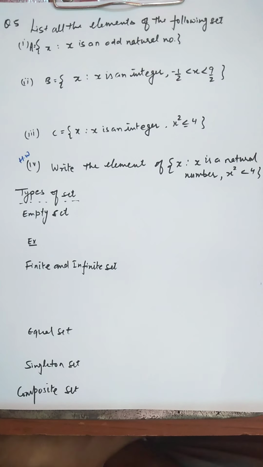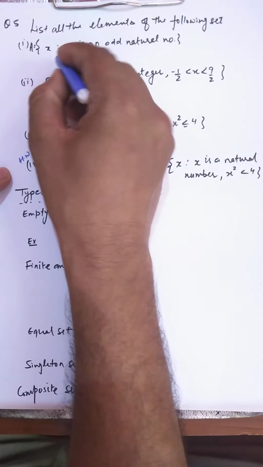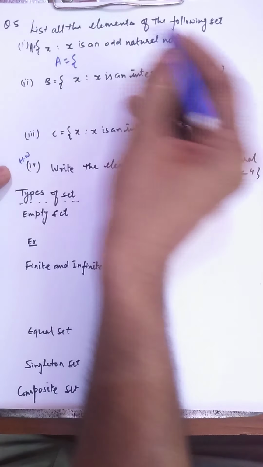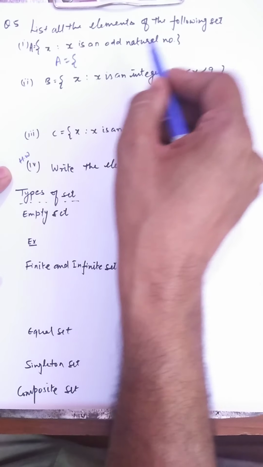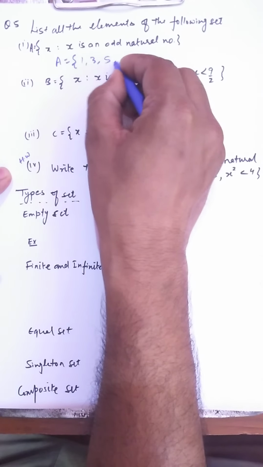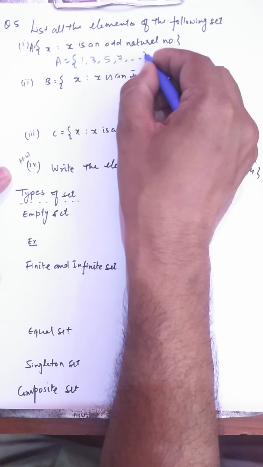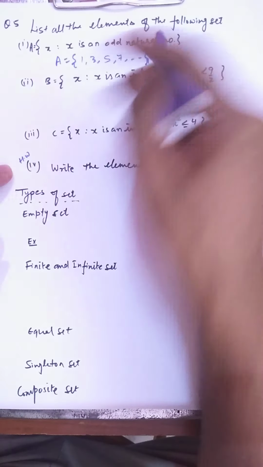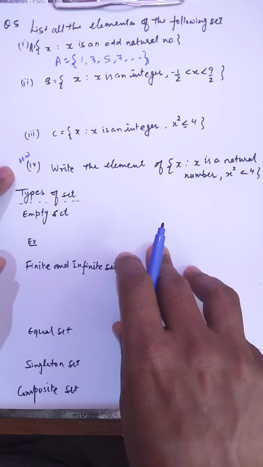Okay, now we come to question number 5. The question number 5 asks, list all the elements of the following set. Means they are asking you to write the roster form. Now A is how it is defined. You see that x is an odd natural number. So A, I'm going to write in roster form: 1, 3, 5, 7 and so on. So this set has infinite number of elements.